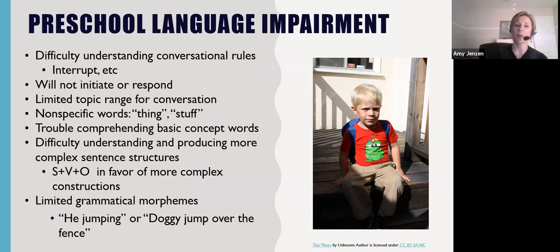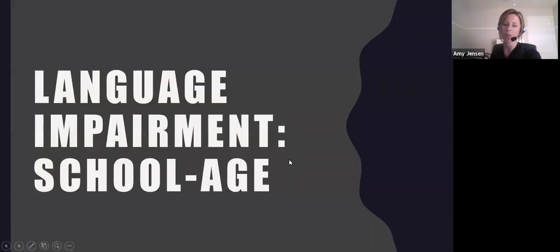Trouble comprehending basic concept words. They might favor very simple sentence structures over more complicated ones. So a preschooler might say, the boy watched TV, when a typically developing peer might say, my cousin Charlie watched cartoons on TV yesterday. So that sort of thing. And maybe limited use of grammatical morphemes or incorrect use of them. He jumping as opposed to he is jumping. So those are some of the patterns that we might see.